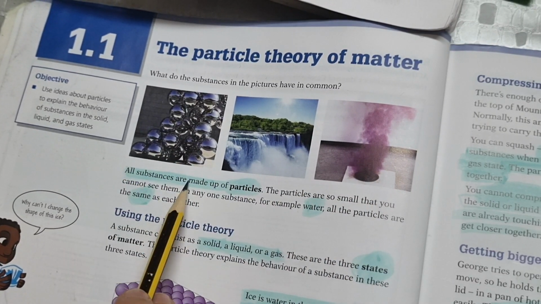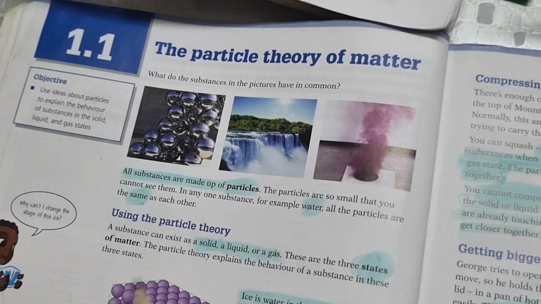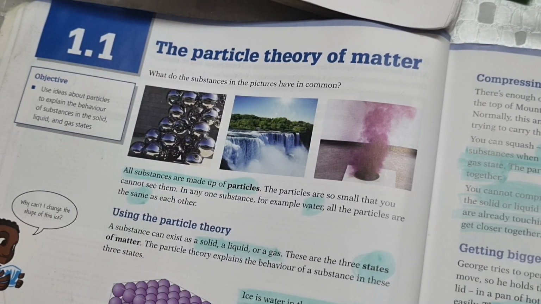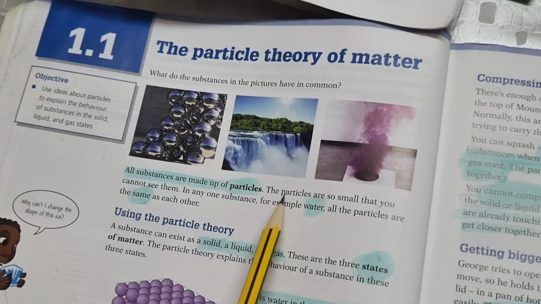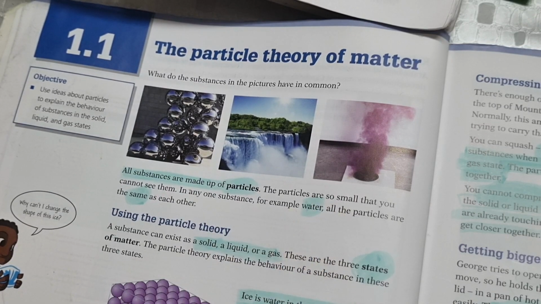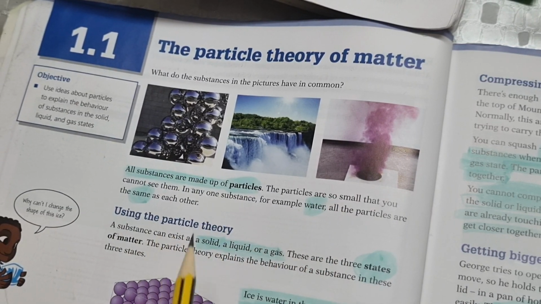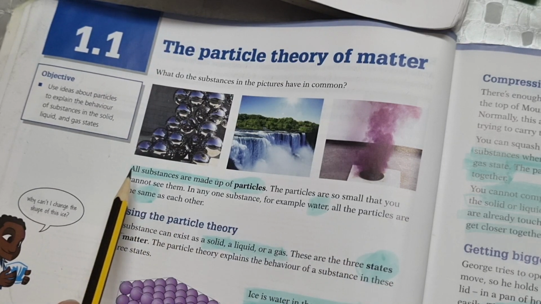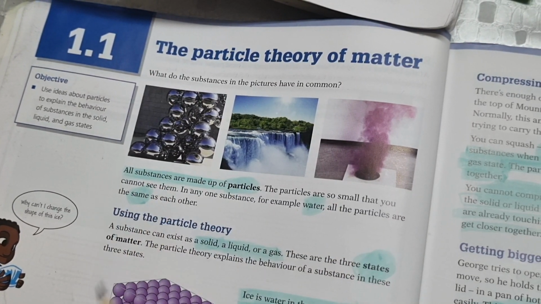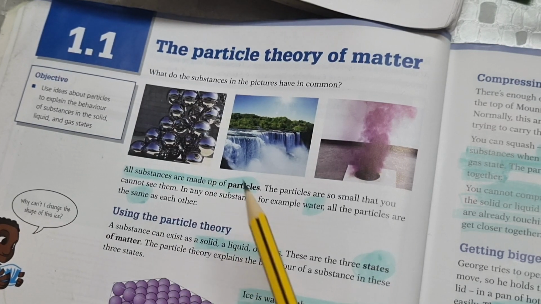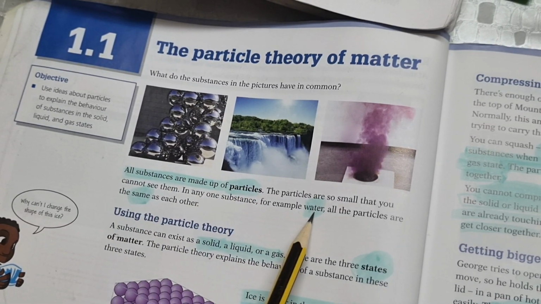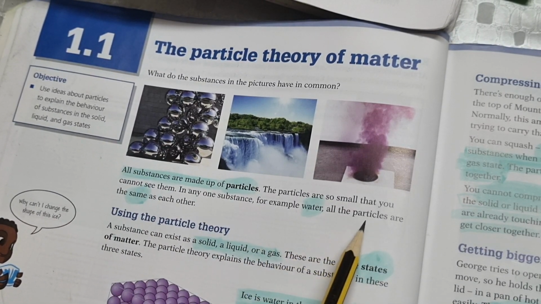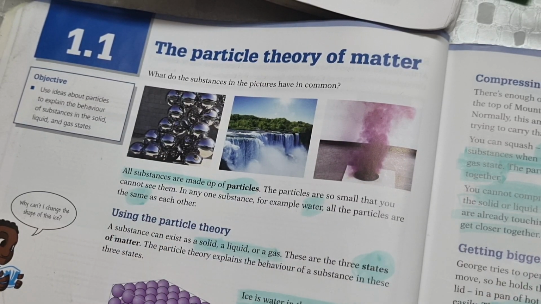Okay, all substances are made of particles. We know that everything around us is made of particles. These particles are so small that we cannot see them. This is the first thing we should know about particles. You should highlight the thing that I am highlighting so you will not be lost. We have examples of these substances. For example, water, it has particles that are all the same as each other.